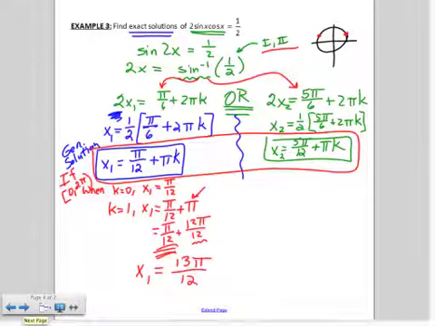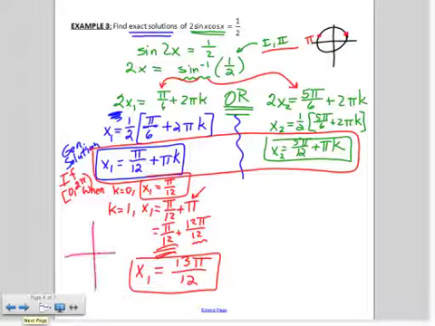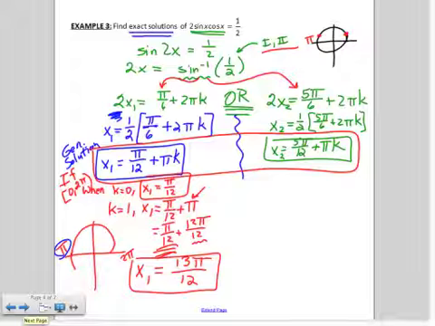Okay, this is still in our interval. How come that's still in our interval? Because we're going from 0 to 2 pi, and if we think about 2 pi as 24 pi over 12, 13 is less than 24, so it's still in our interval. At pi, we're at 12 pi over 12, so 13 pi over 12 is here somewhere. If I added another pi to that, I would end up going to 25 pi over 12, which is past my interval, so that would not be in the solution.